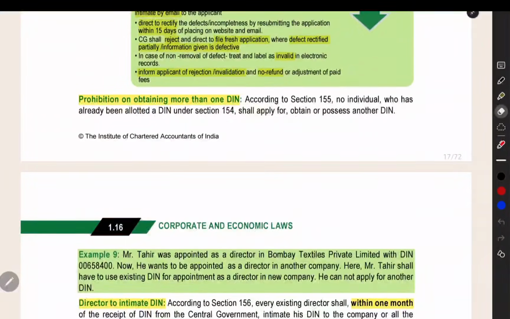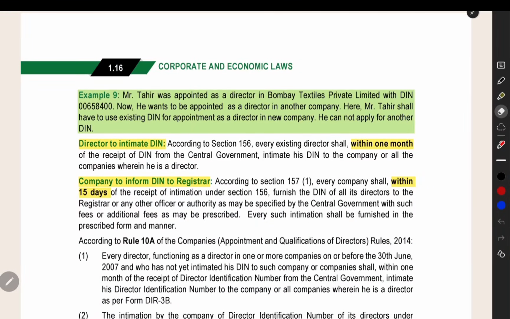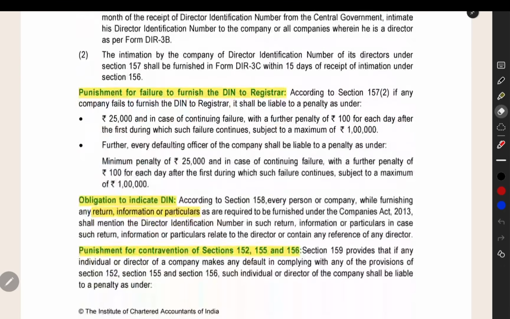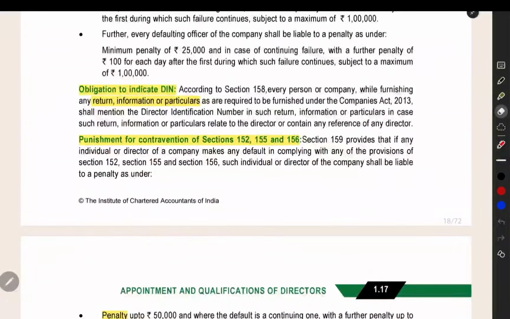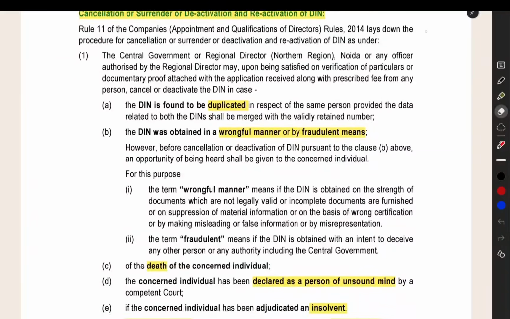You cannot obtain more than one DIN. There is a prohibition on that. The director, once he gets the DIN number, should intimate it to the company within 1 month. The company will update the registrar within 15 days. We have some punishment also, and wherever the documents of the company or the director's reference is mentioned, or in such other documents, we have to mention the DIN mandatorily. We have punishment under sections 152, 155, 156. You can read that. And then we can cancel the DIN number, surrender the DIN number, deactivate the DIN number, reactivate the DIN number. The cases for that are also given.